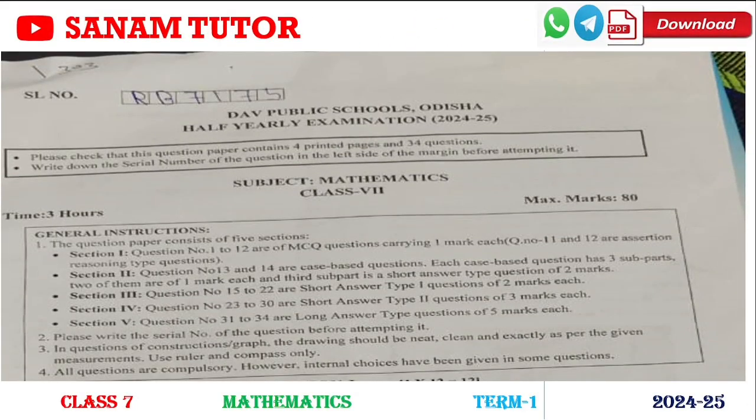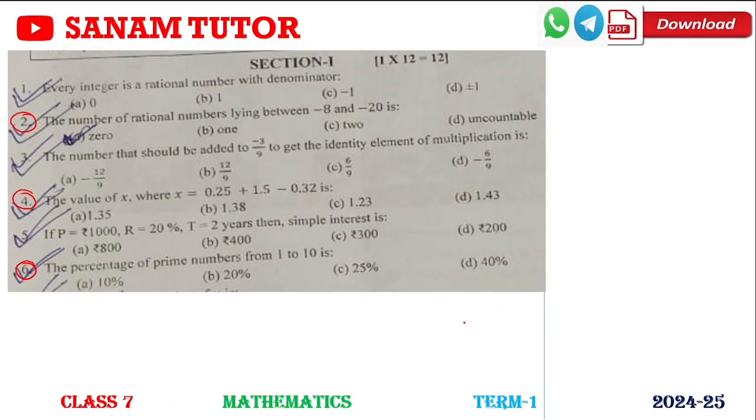So first go to the question paper. There are 5 sections: section I, 2I, 3I, IB and B. In I, there are 1 mark questions, 2I are case based questions, 3I are 2 mark questions, IB is 3 mark, and B is 5 marks. Okay, so let's start the first question.